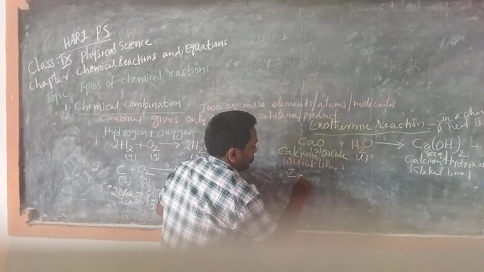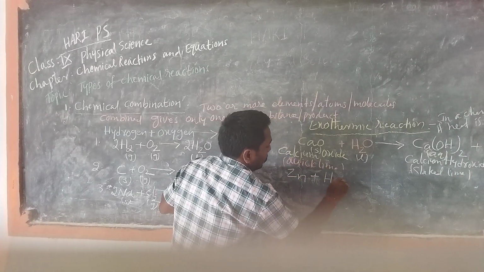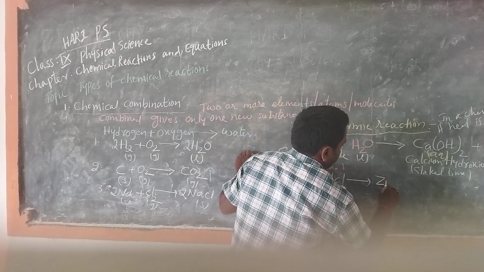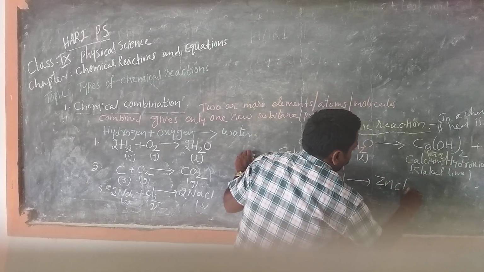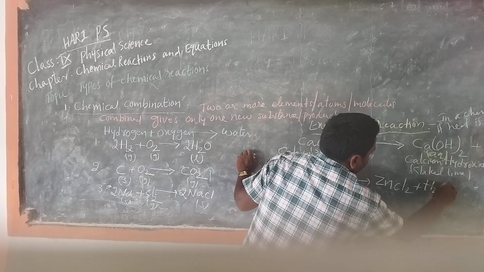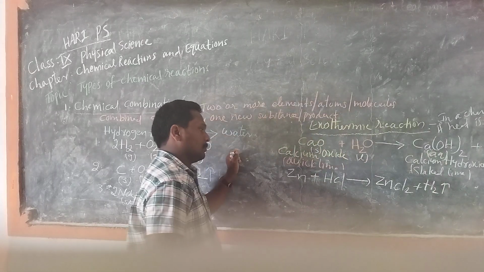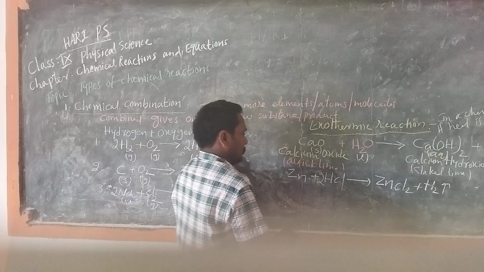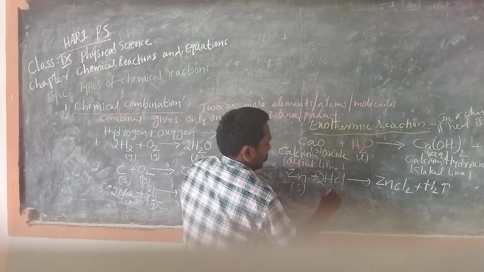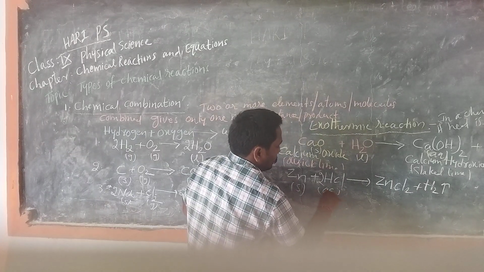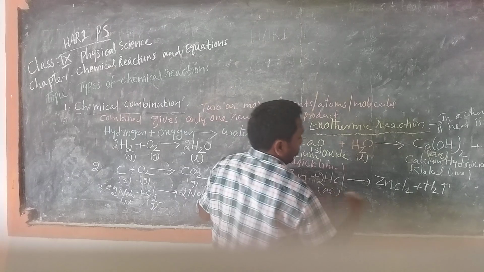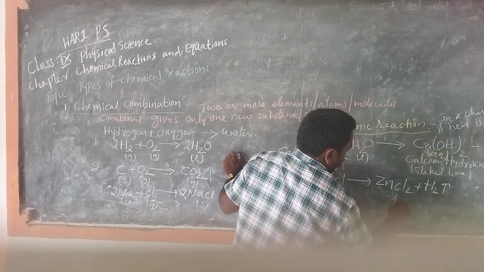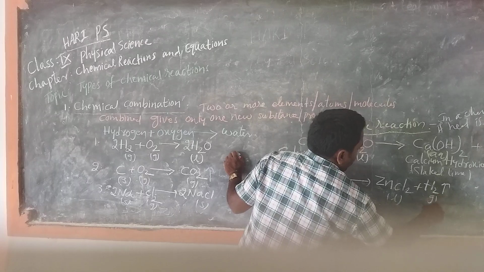If zinc combines with hydrochloric acid, it forms zinc chloride plus hydrogen. Is the chemical equation balanced or not? Now it is a balanced chemical equation. Zinc is a solid. Hydrochloric acid is an aqueous solution, mixed with dilute water. Zinc chloride is aqueous, and hydrogen is a gas.